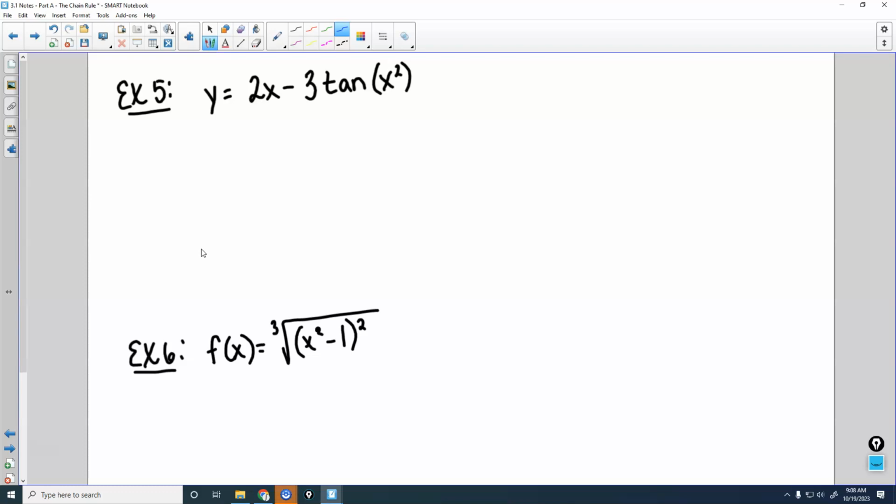All right, let's look at 5. And all my directions are on these. It says find the derivative. I didn't write it out every time.